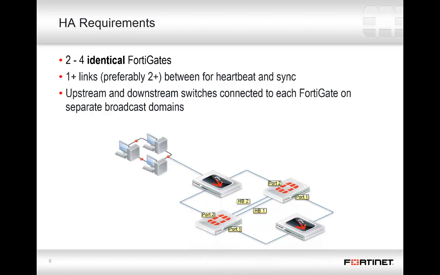It also requires 1 to 8 links between the FortiGates for the HA heartbeat and synchronization. Redundant heartbeat links are best. If one link fails, HA will use the next by priority positioned in the heartbeat interface list. If all heartbeat links fail and HA communications are totally interrupted, the cluster will stop processing traffic.